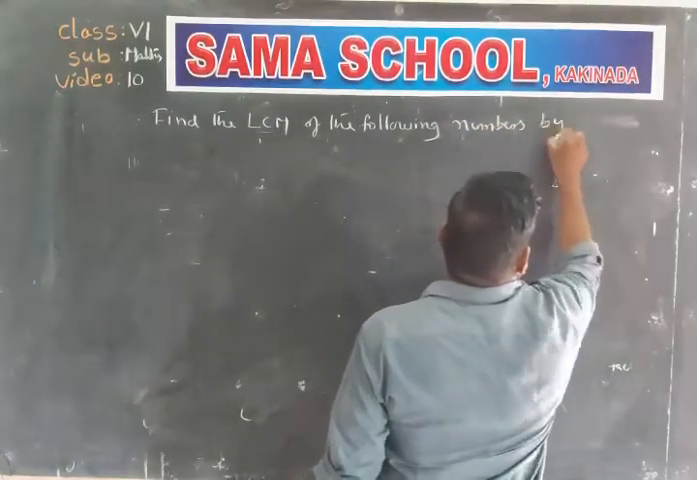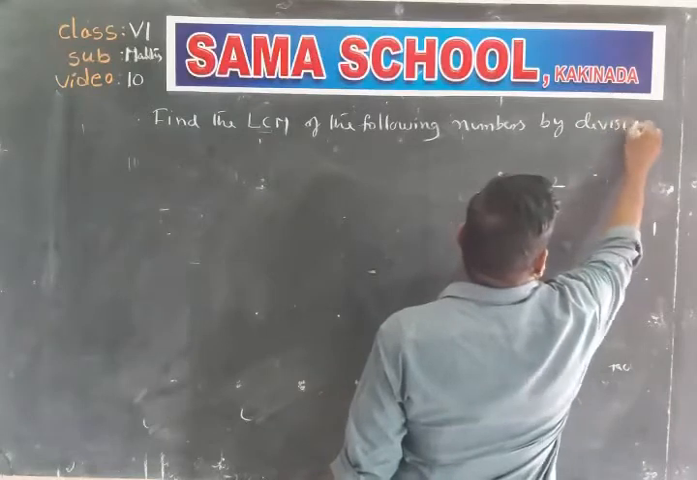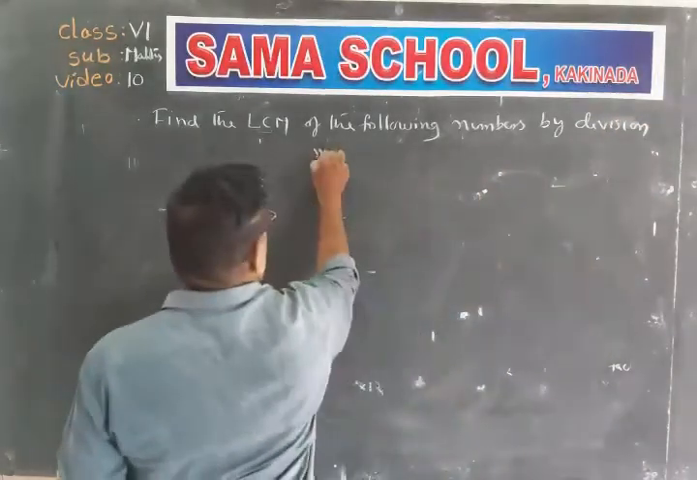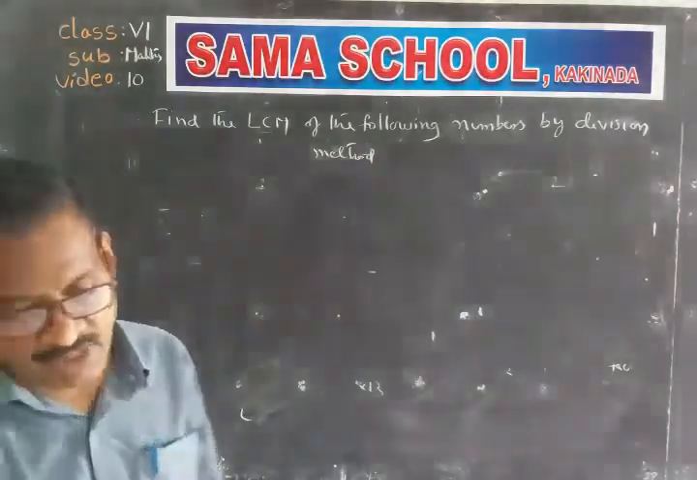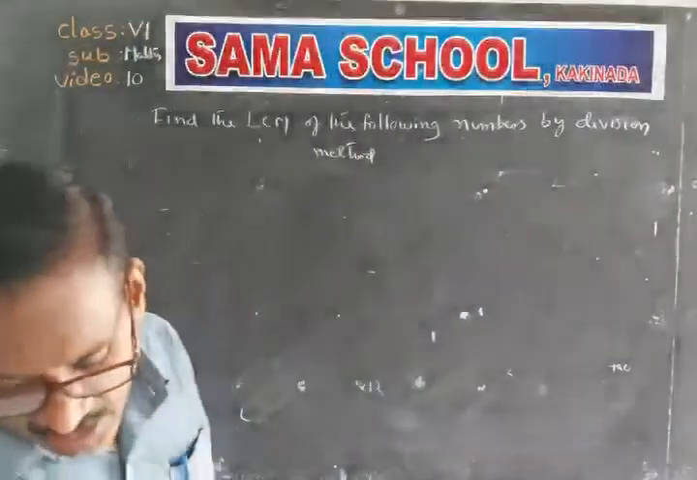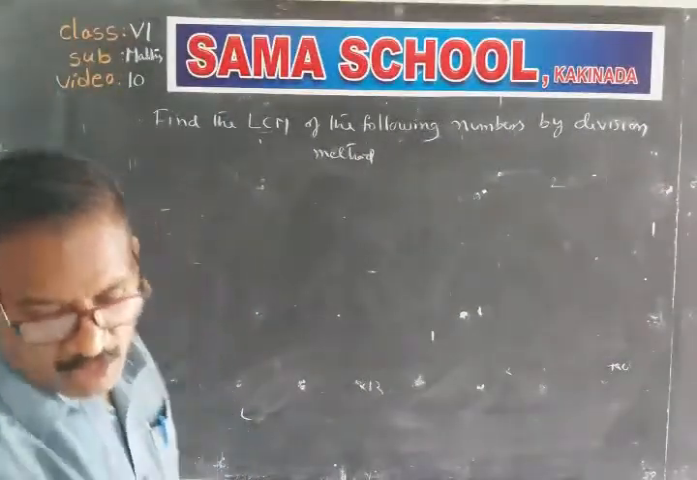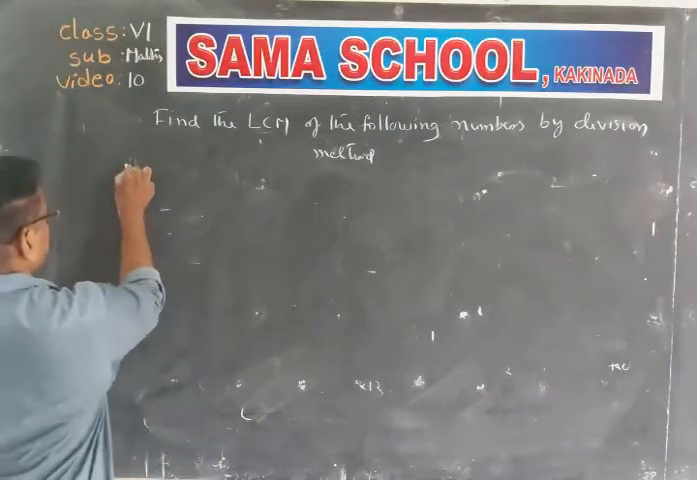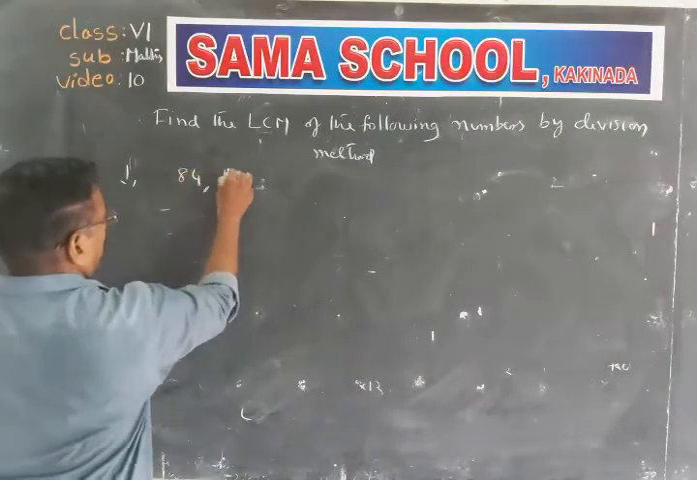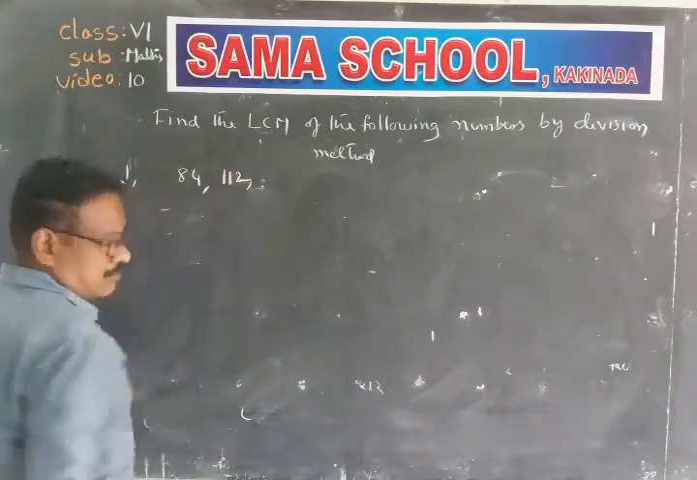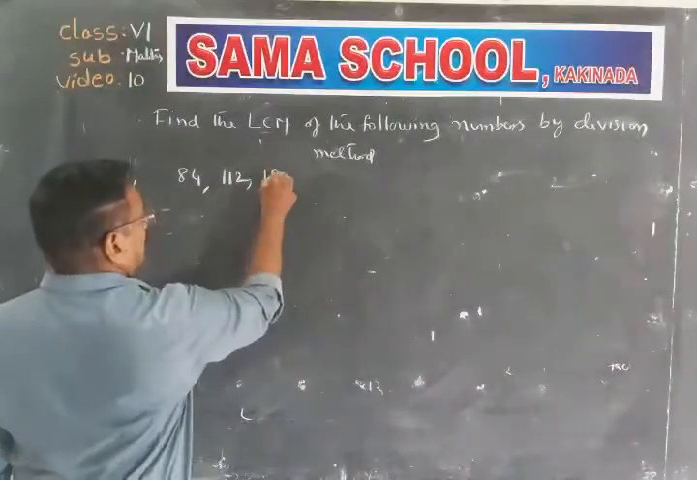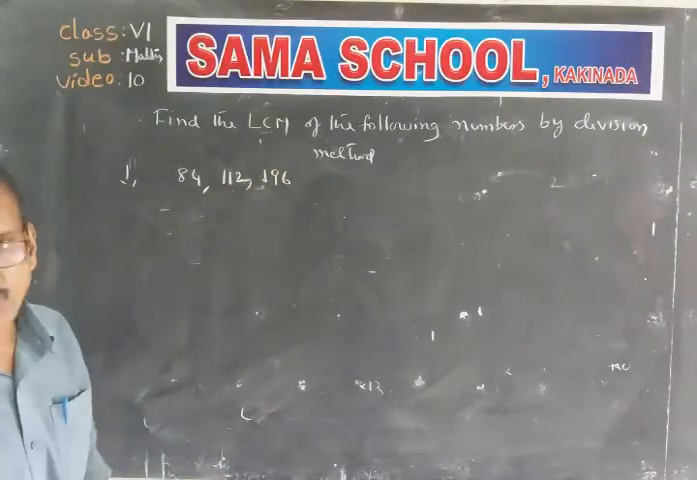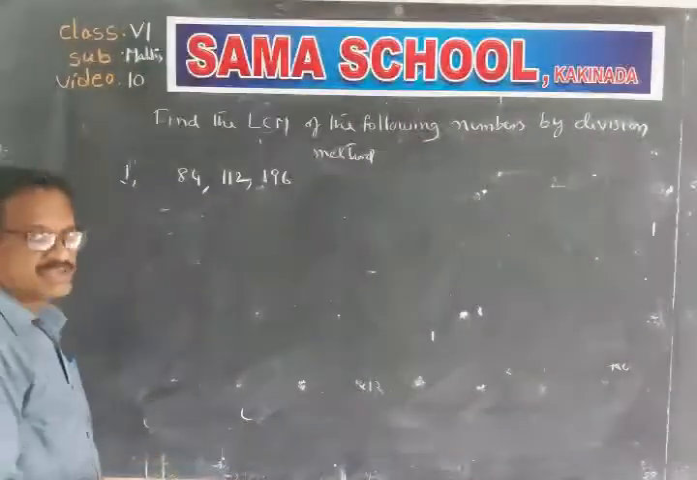Finding LCM of numbers by the division method. Find the LCM of the following numbers by the division method: 84, 112, 196.